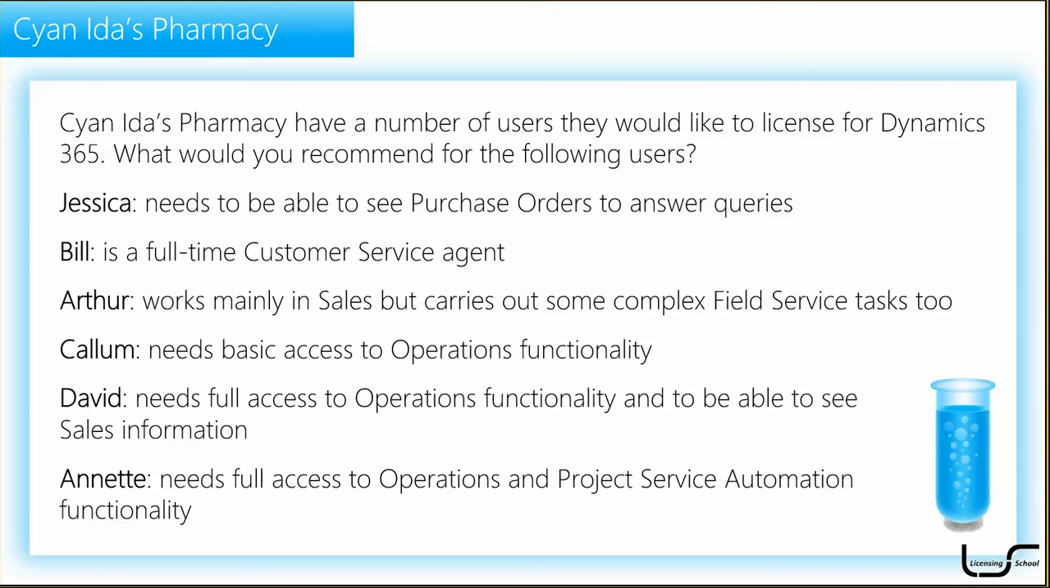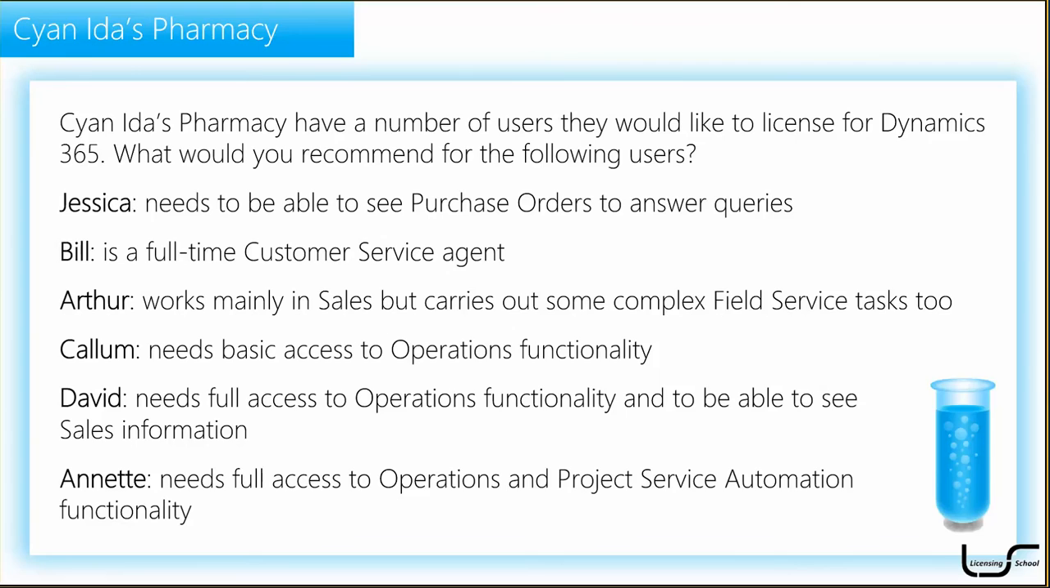Very good. David. Now, David needs full access to operations functionality, but he needs to be able to see sales information. Okay, what are we getting on here? Okay, I'm loving your upsell on here. Okay, so plan 2, I'm seeing lots of plan 2s. I like the way people are using the names with this as well. I'm seeing operations. Okay, I've said full access to operations functionality. He definitely needs that dark green operations license. However, he needs to be able to see sales information.